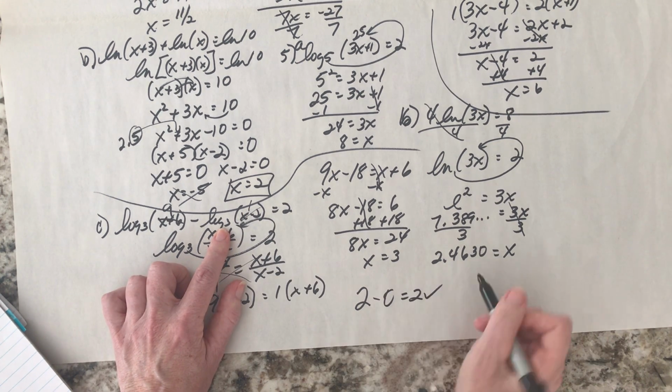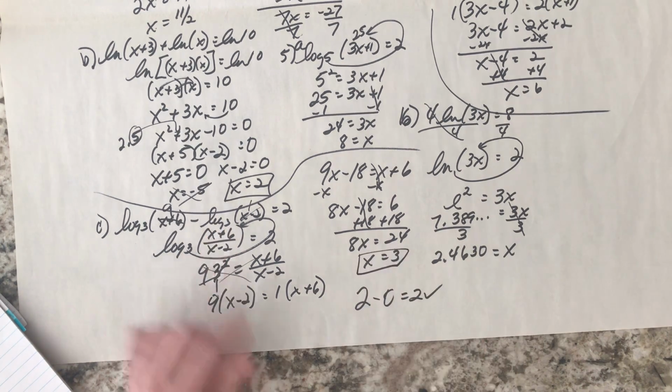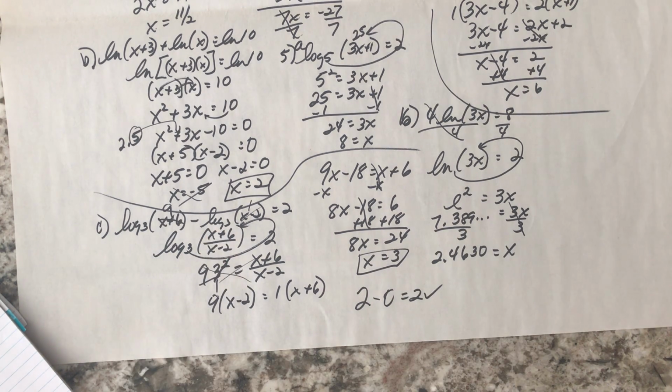2 minus 0 equals 2, so it just works all over the place. So x equals 3 for that answer of 5C. Okay, let's get started on another piece of paper.